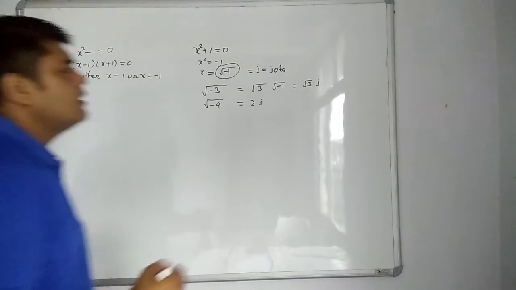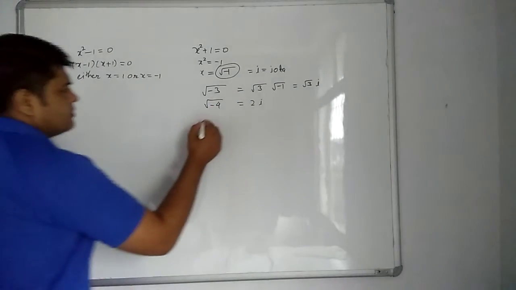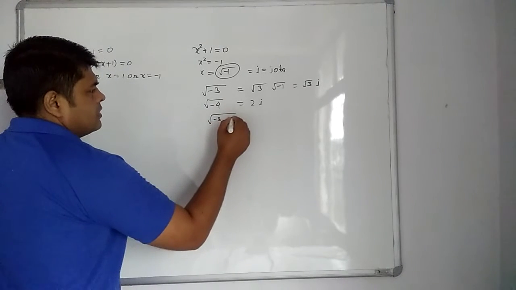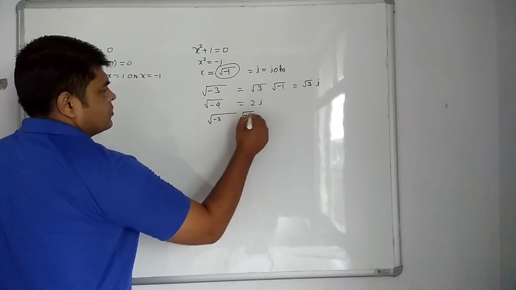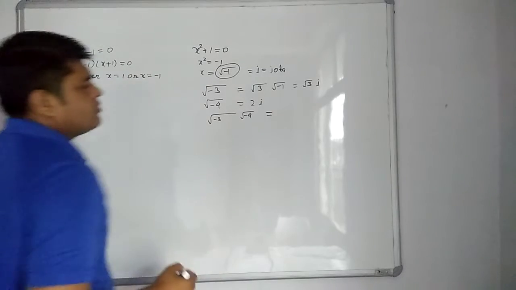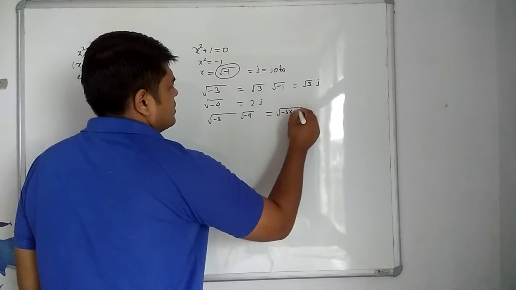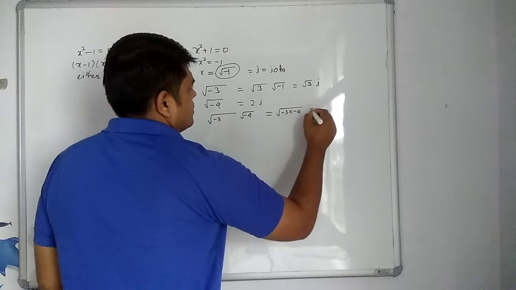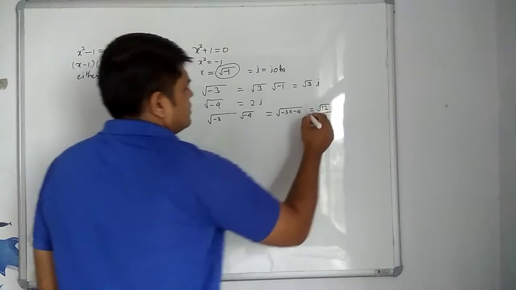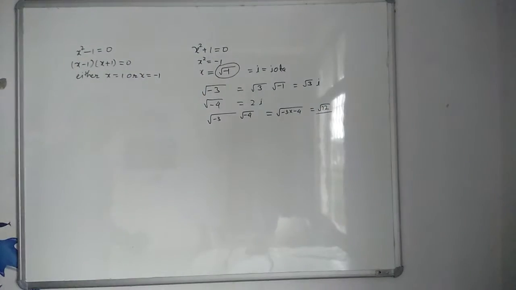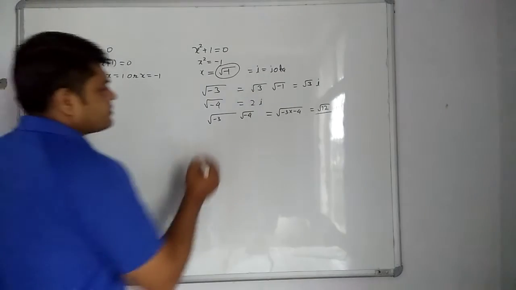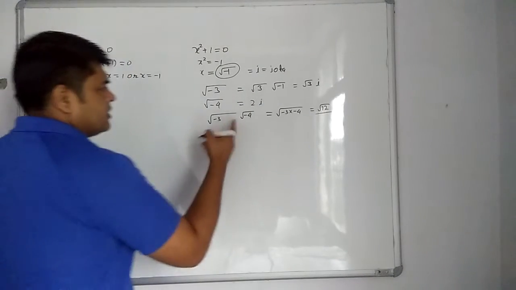Now, is it true to have root minus 3 into root minus 4 is equals to root under minus 3 into minus 4, which is equals to root 12? Is it okay? Is it correct? Just ponder on it. So we are doing it in another way.